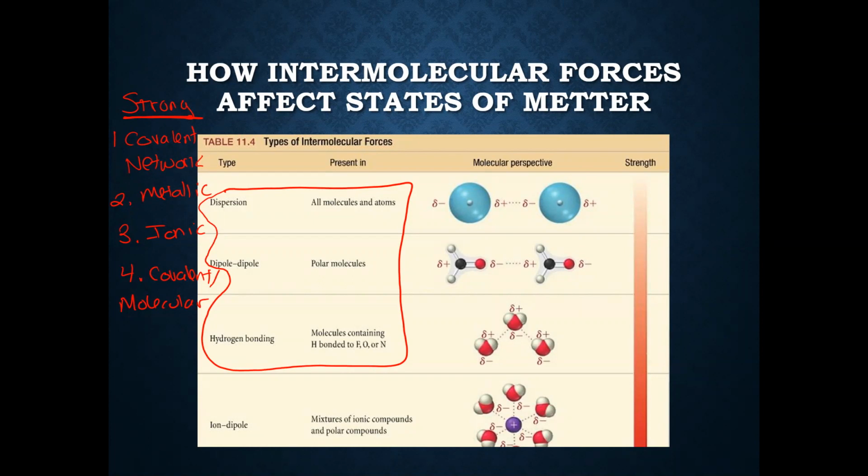Next strongest is metallic, which is found in metals. Third strongest is ionic, which is any compound that has transferred electrons and gained full positive or negative charges that are attracting each other. And then next would be any covalent or molecular compound. So out of the four main things, these are the weakest. Covalent and molecular then are further divided based on their strength.